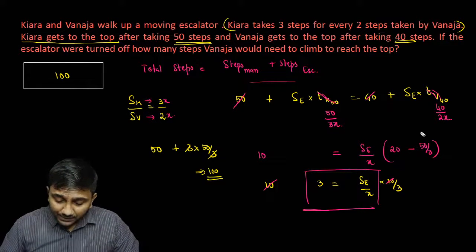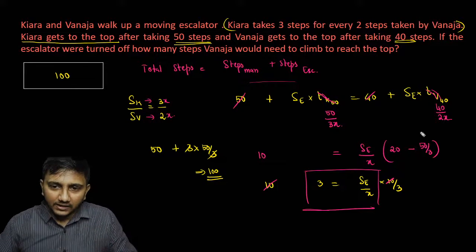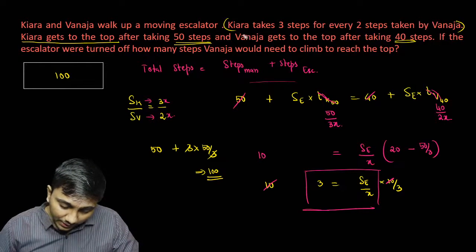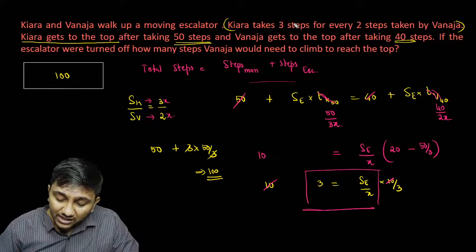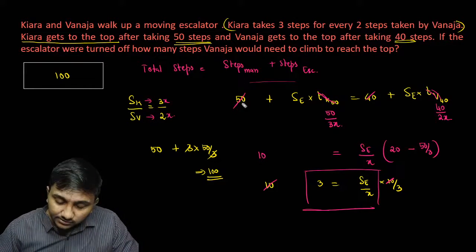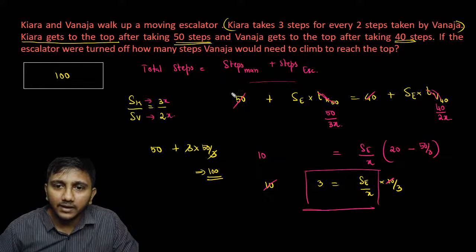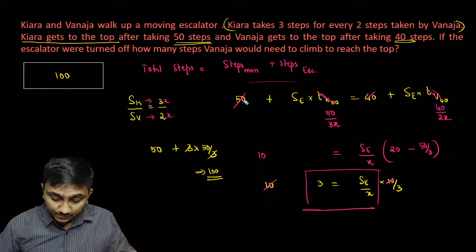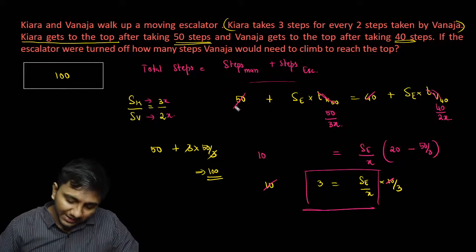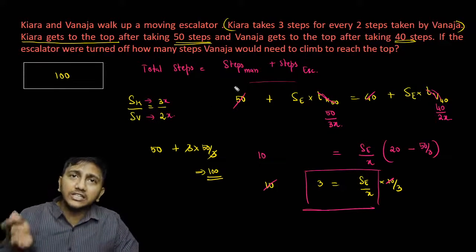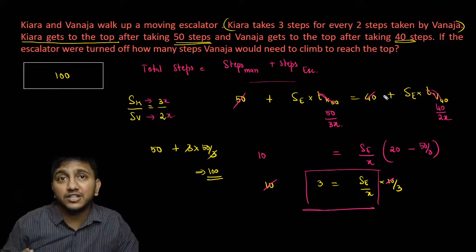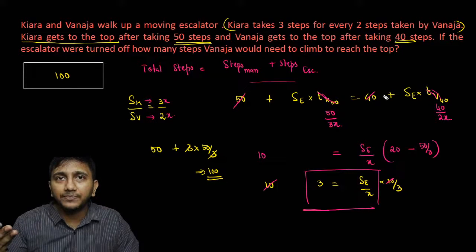Yes. Now, something very interesting to notice here is Kira takes 3 steps for every 2 steps by Vanaja. Now, Kira takes 3 steps because her speed is more. She takes more steps here, right? Which kind of goes against the grain because when speed is more, it looks like she will take less steps. But the thing is, as the speed is more, that person will end up covering a greater share of the total number of steps. If the speed is less, that person will end up covering a lesser share of the total number of steps. The rest will be taken up by the escalator.